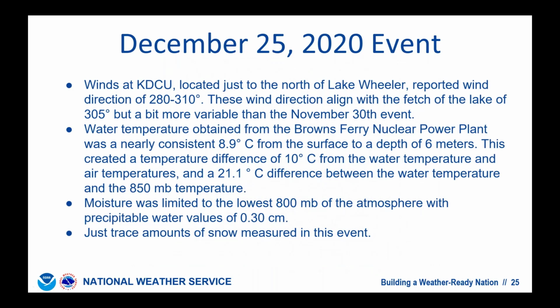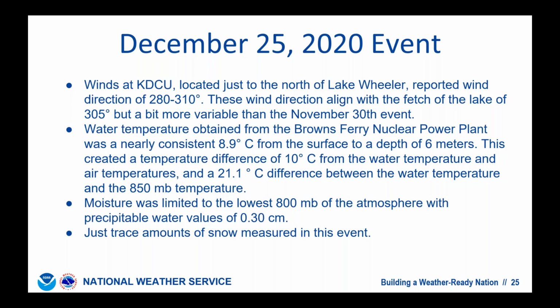So again, winds at the Decatur ASOS reported directions from 280 to 310. So they were aligned with that fetch, but they seemed more variable than the last event. I know there were more observations for this event. I think we used the 5-minute observations for this event. Probably should have used those for the other one as well.